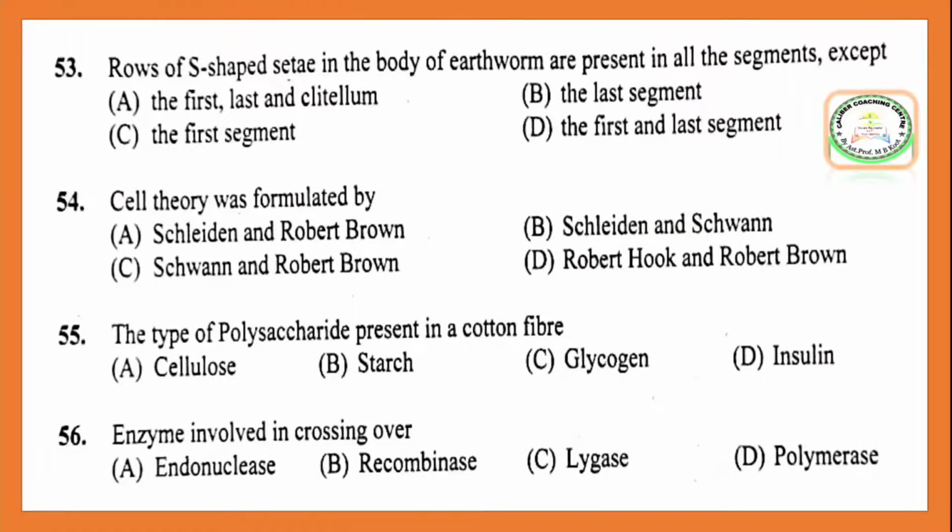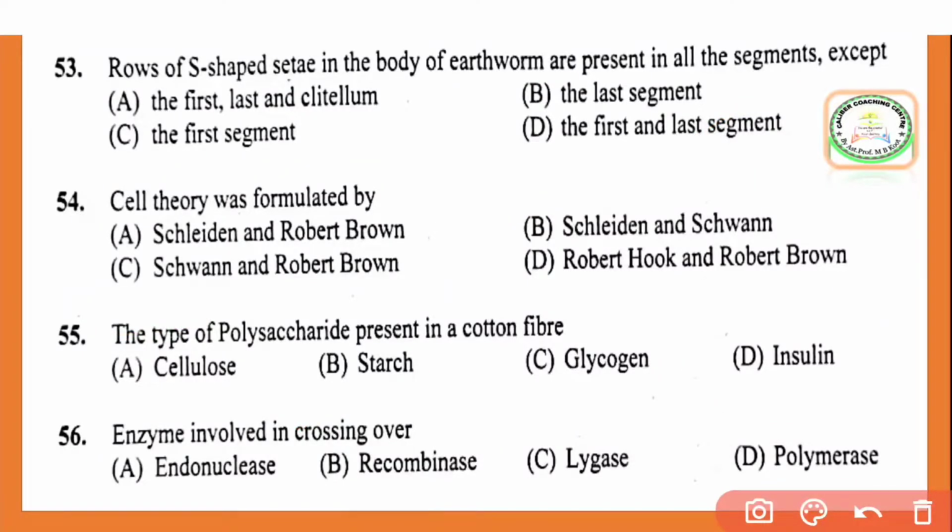Question number 53. See, guys. Rows of S-shaped setae in the body of earthworm are present in all segments except the first and last segment. Answer is option D, the first and last segment. Cell theory was formulated by Schleiden and Robert Brown, Schleiden and Schwann, Robert Hooke and Robert Brown. Cell theory was formulated by option B, Schleiden and Schwann. This is the correct answer.